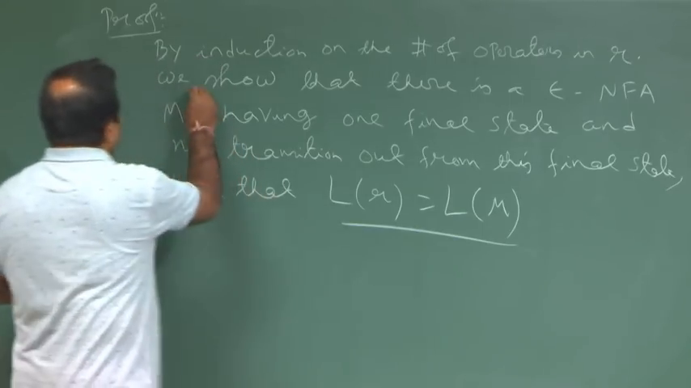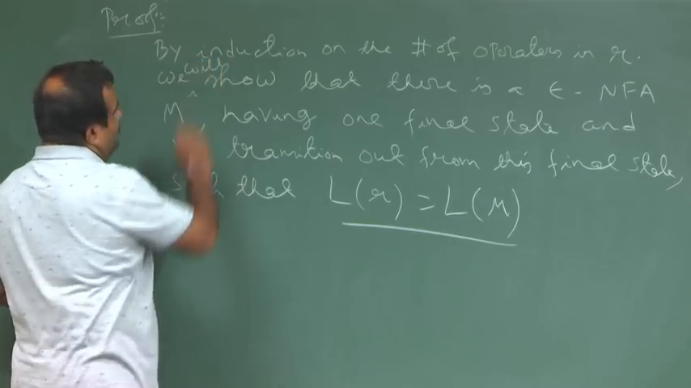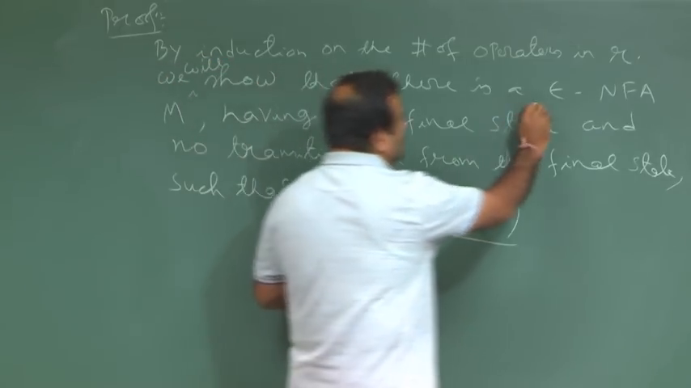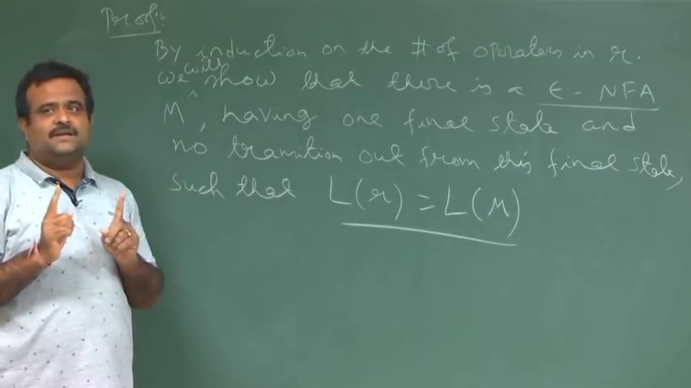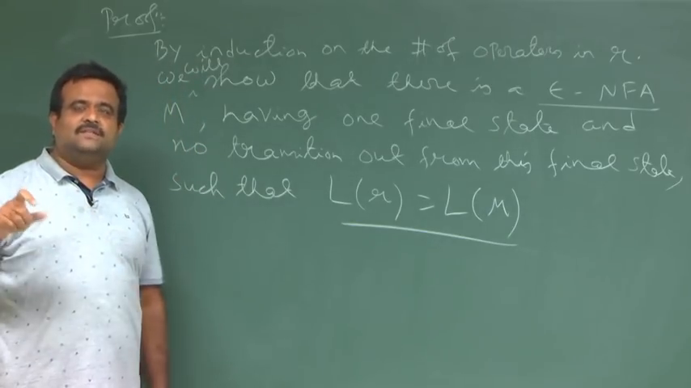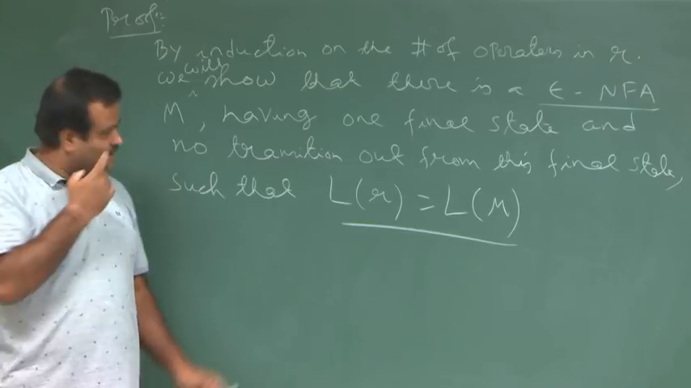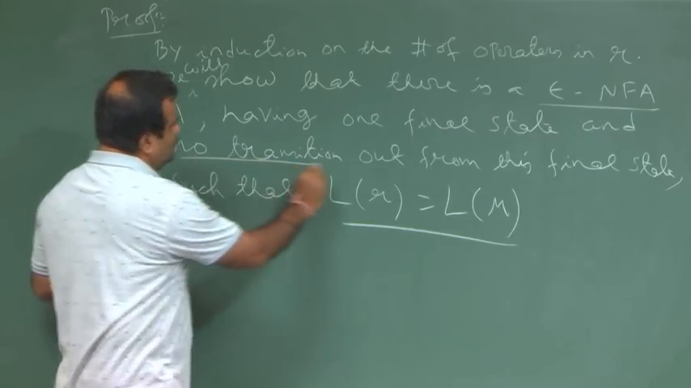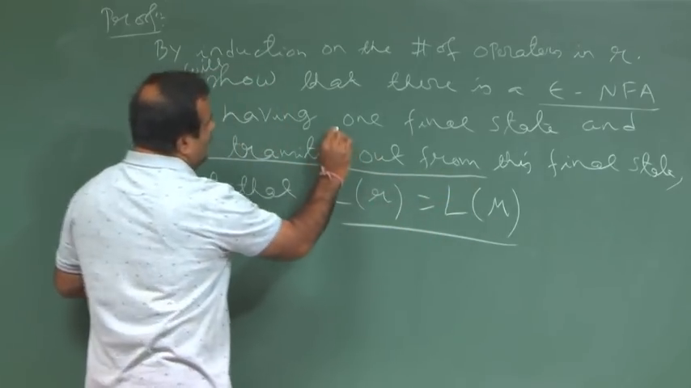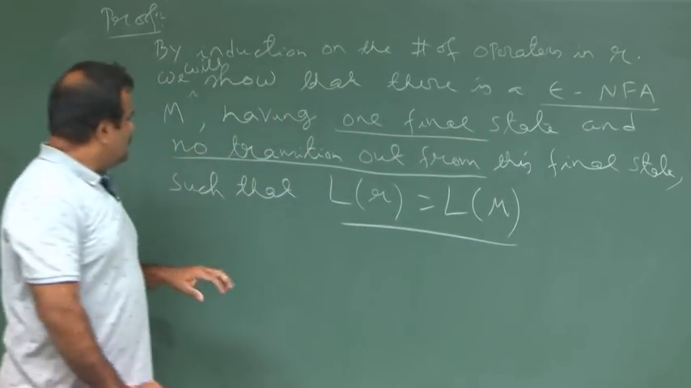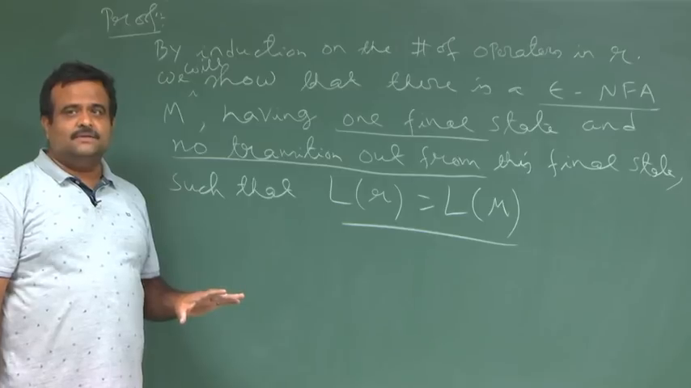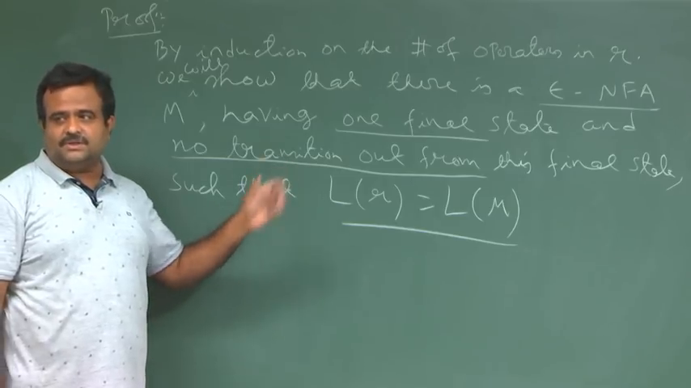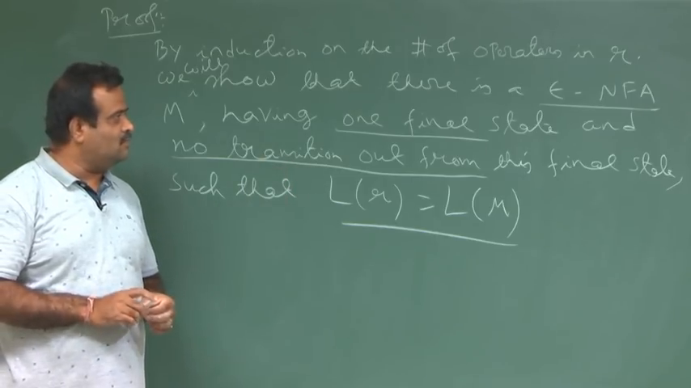We will show that we will have an epsilon NFA M, which is having only one final state and which is having no transition from the final state to any other state. That is the meaning of this, no transition out from the final state and only one final state, such that the language accepted by that NFA is the same as the language of this regular expression. So, that we will prove.